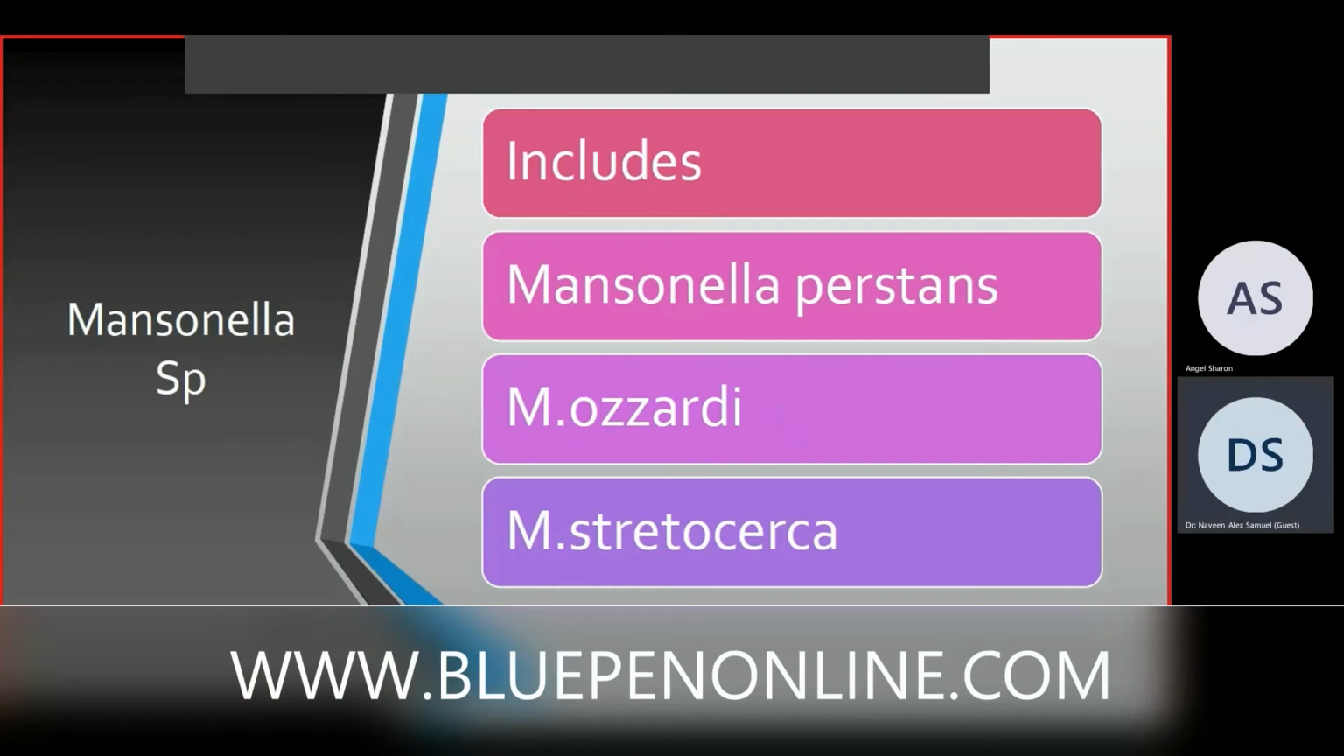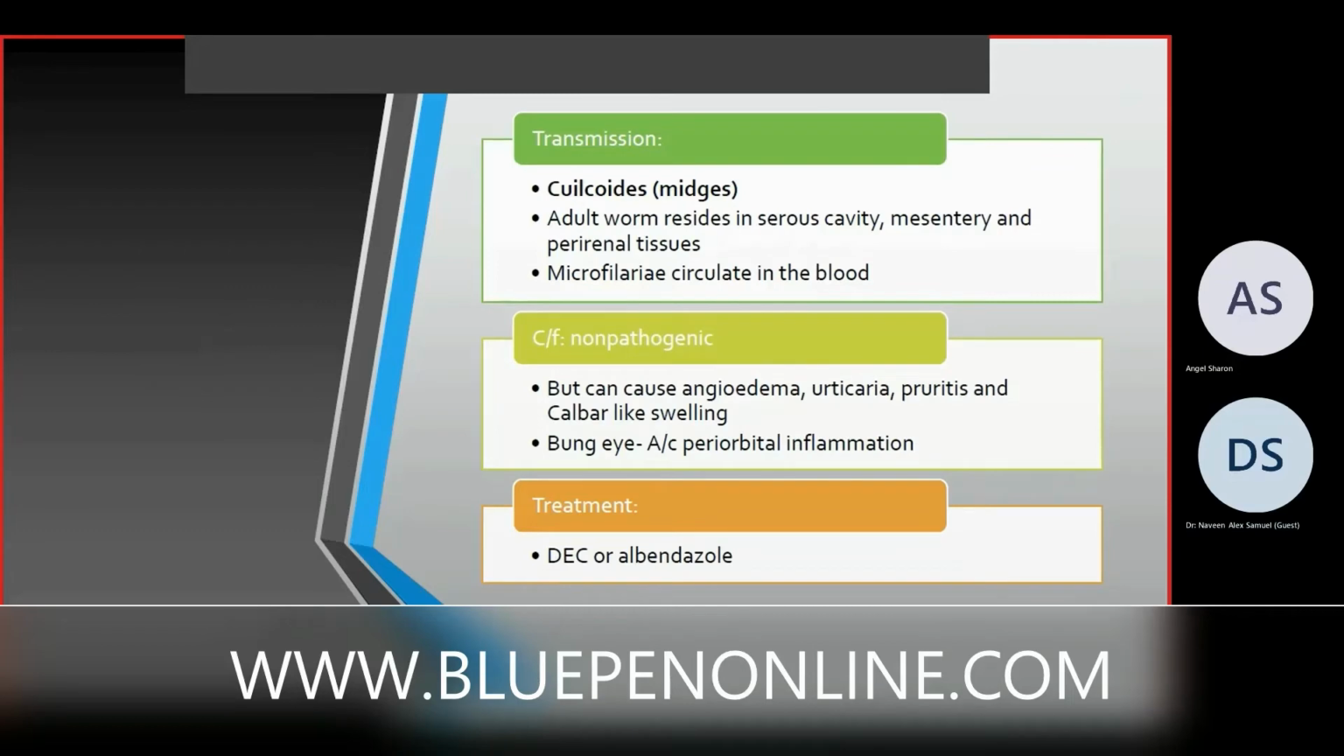Then next is Mansonella species. It includes Mansonella perstans, Mansonella ozzardi, and Mansonella streptocerca. You need not learn all the species names. Sorry, the species names. You just need to know Mansonella species and mainly Mansonella perstans and ozzardi. Nothing else you need to know. They will not ask only the organism's name. The transmission is by Culicoides, that is the midges.